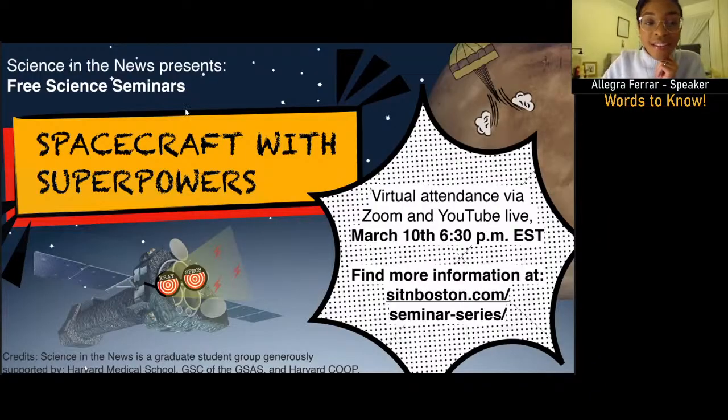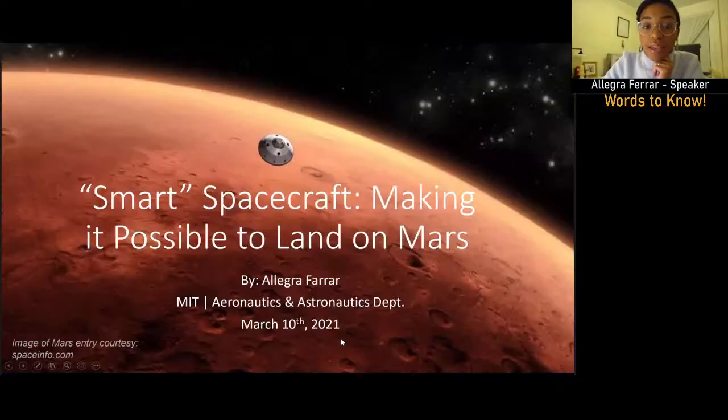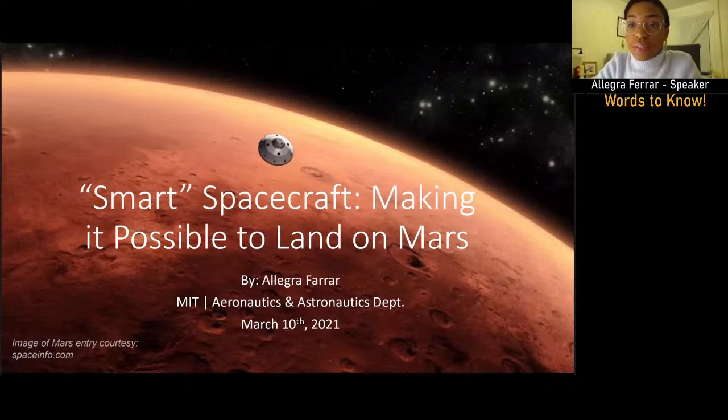Hello, everyone. My name is Allegra Farrar. I am a first-year graduate student at MIT. I'm in the Aeronautics and Astronautics department, and I am currently studying the problem of how are we going to get humans to Mars? Can we do it? And if so, how are we going to do it? So I'm going to talk a little bit about that today and give a little bit of background on my research and some of the stuff that I do with it.